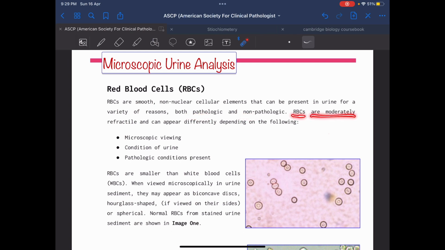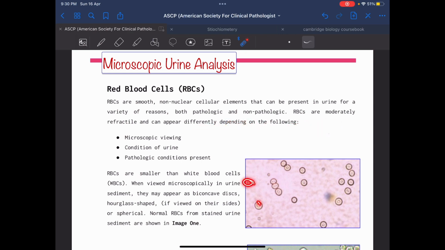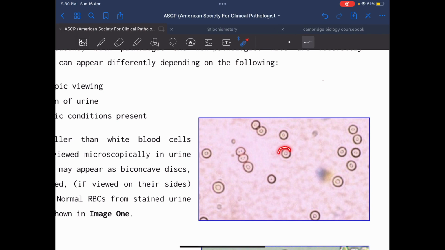The RBCs are moderately refractile and can appear differently depending on the following. First, microscopic viewing. Second, condition of urine. Third, is a pathologic condition present. So, for microscopic viewing, you have two different views. Side view, it will appear like a biconcave disc, while top view, it will appear like a circle, as you see here. This is a top view of the RBCs.